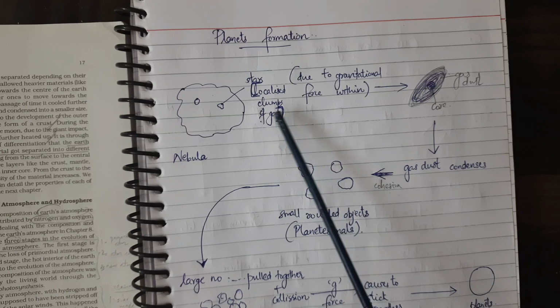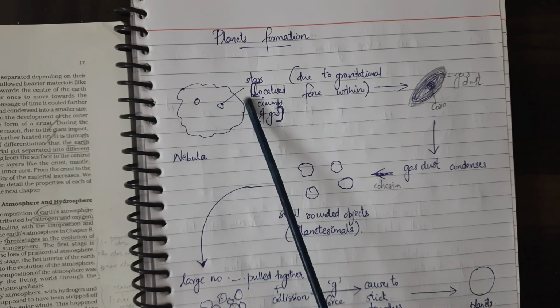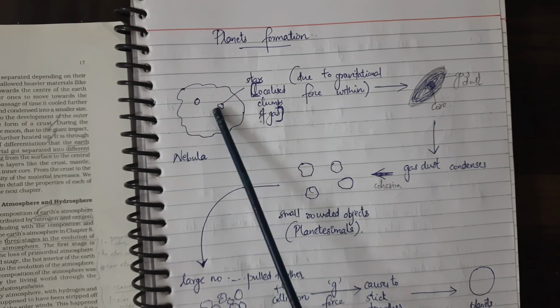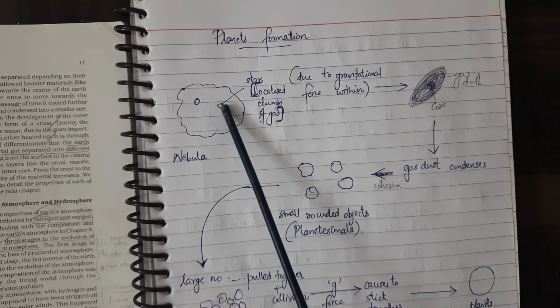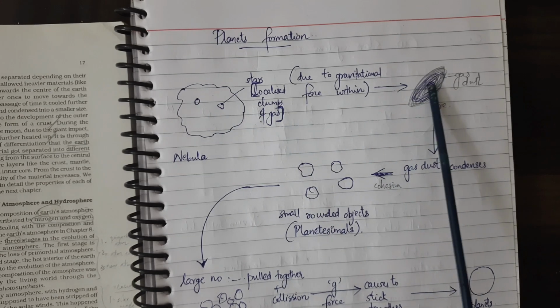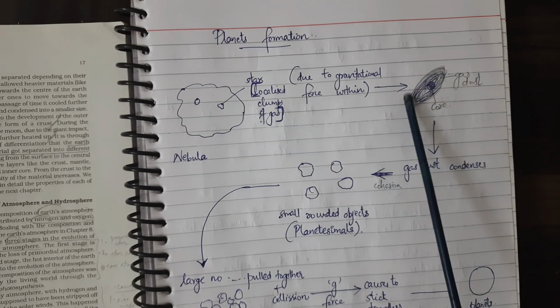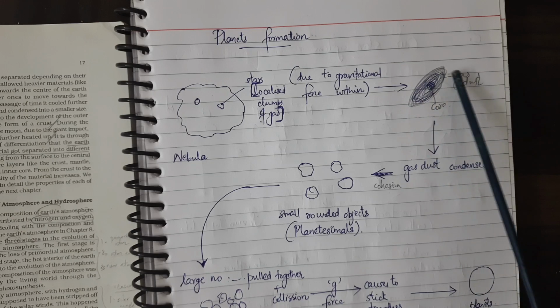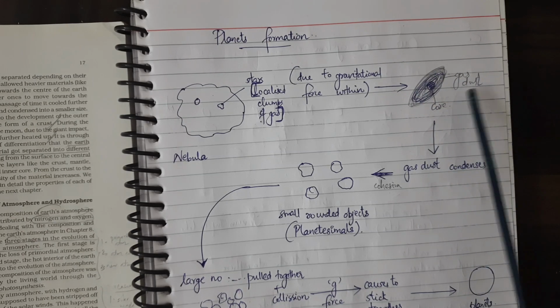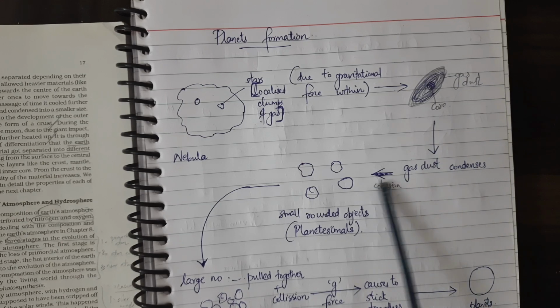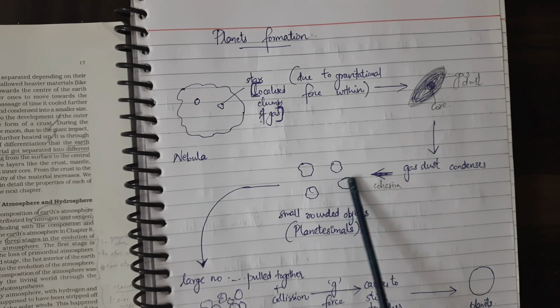We already told that stars are localized clumps of gas within a nebula. This is a nebula, and these are the localized clumps of gas, or stars, you can see. Due to the gravitational force within, a core is formed, and a dust cloud starts rotating around it. Over a period of time, this gas and dust condenses and forms small rounded objects like this, and these small rounded objects are called planetesimals.